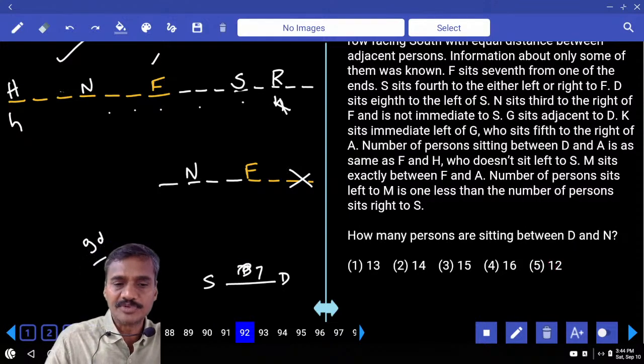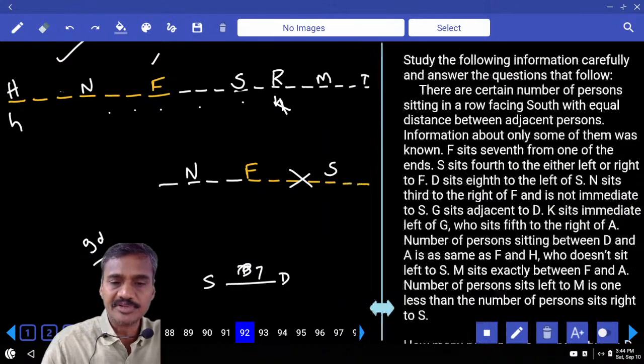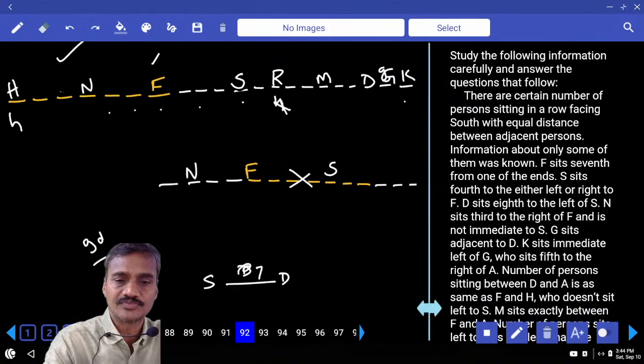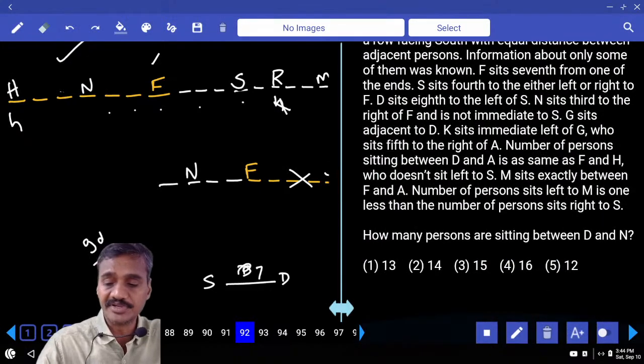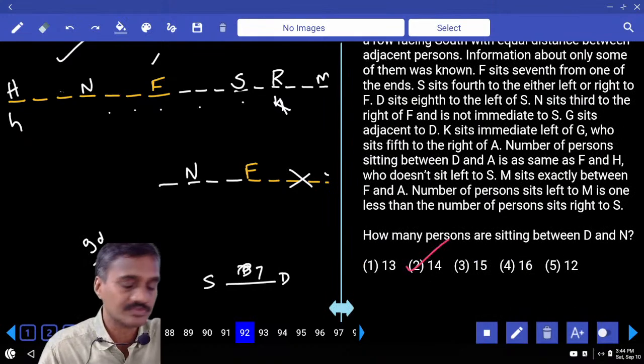92. How many persons are in between D and N? In between D and N, how many are there? 1, 2, 4, 5, 6, 9, 10, 11, 12, 13, 14. Now 14 between D and N, that is the choice for question number 92.